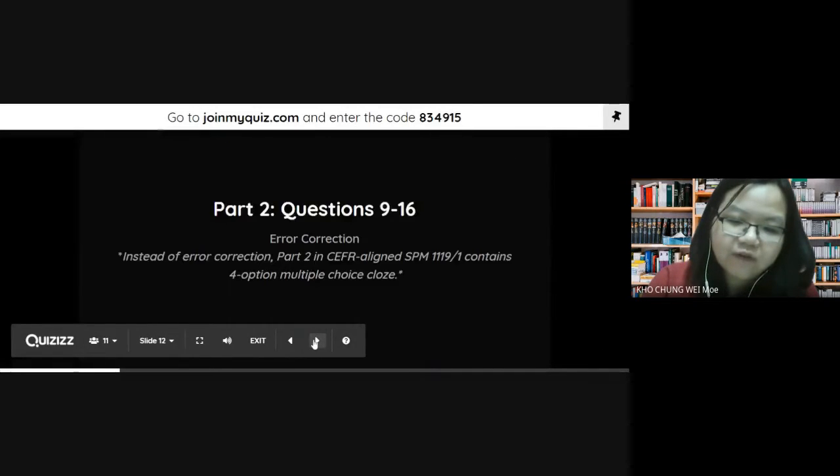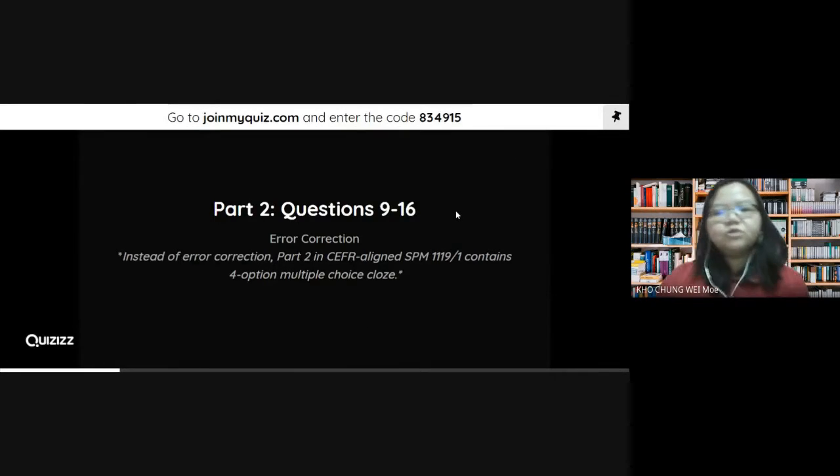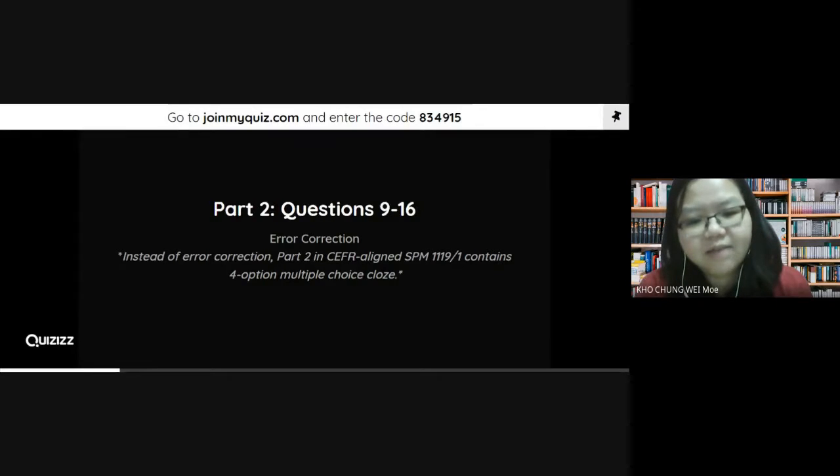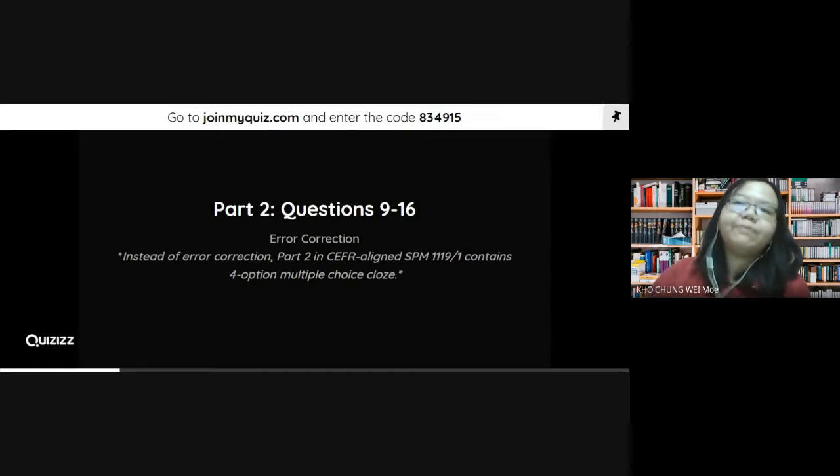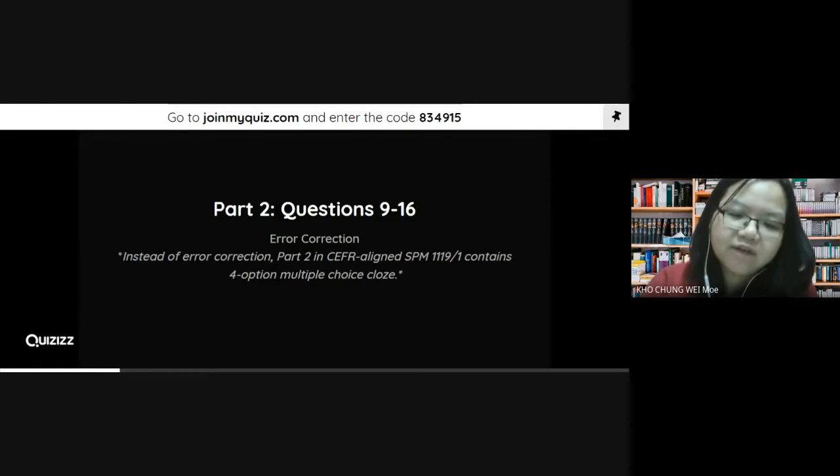Okay, let's move on to part 2. Part 2 of the reading paper consists of error correction questions. This is not the same as the new SPM paper, because in the new SPM paper you do not have error correction, but instead you have a 4-option multiple choice closed passage. You have a text with certain words being blanked out, and then you need to choose the correct word to fill in the blank, right? And this is actually more difficult than error correction.